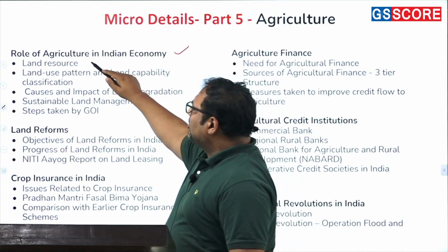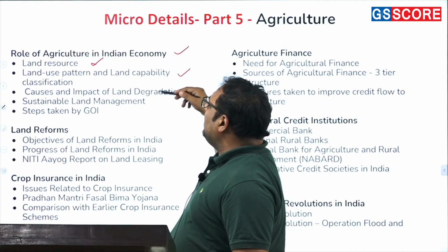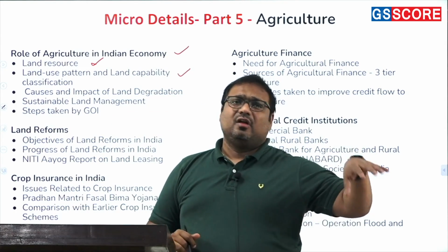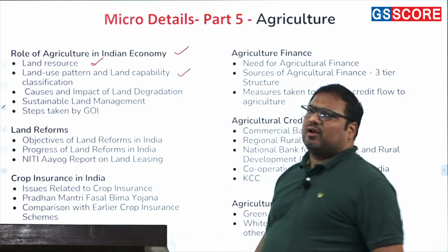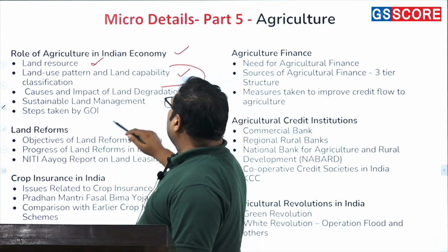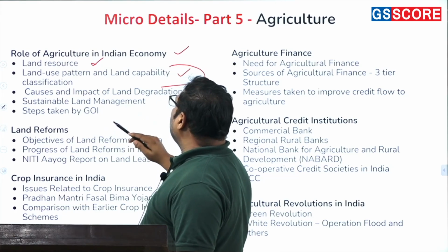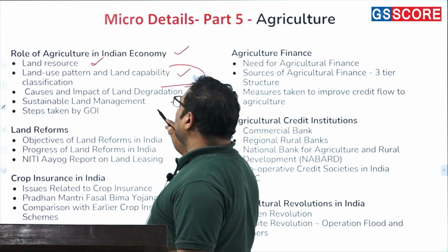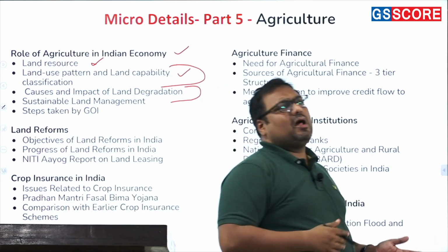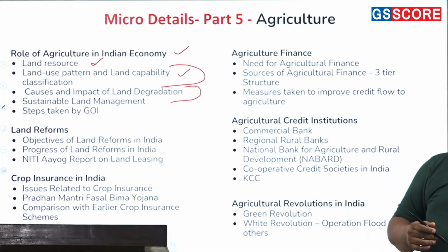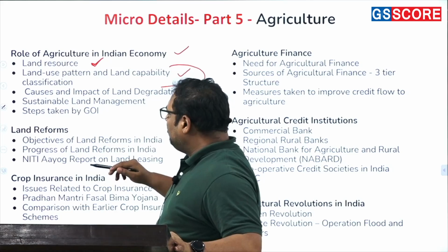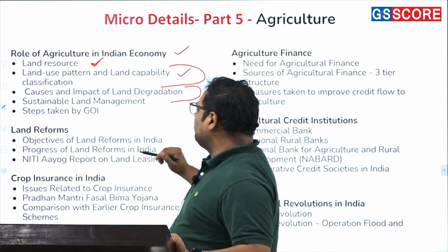So the land resources, land use pattern, and the land capability classification. So in which area, what kind of land we have. This is more of your geographical background in economics here, somewhat. And causes and impact of land degradation. This is also sustainable land management. These are certain topics which are overlapping with geography and environment also. So perhaps a lot of information you get from those sections as well. But this land resource as such is a general topic which you have to study.